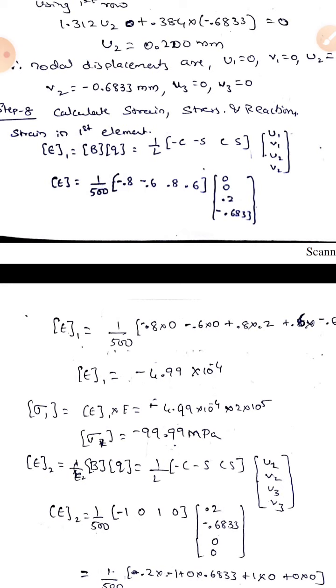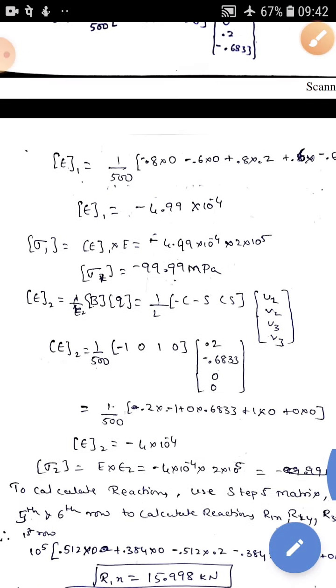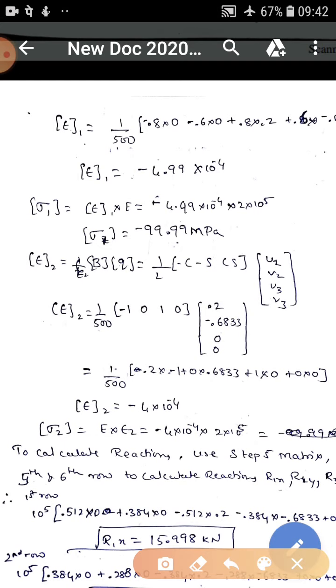Strain is epsilon equals b into q. The B matrix for trusses is 1 by L times minus C, minus S, C, S, for u1 v1 u2 v2. Minus C, minus S, C, S values are taken directly from the element table. Okay, 1 by 500, minus C, minus S, those values are fed. u1 v1 values are taken from step 7. u1 v1 u2 v2 values are fed, and simplify this matrix, multiply these rows along with this column, you will get strain as minus 4.99 into 10 to minus 4. Okay, strain doesn't have any unit. Stress is equal to what? E into strain. Strain for this first element is minus 4.99 into 10 to minus 4, and Young's modulus is 2 into 10 to 5. You will get stress in the first element as minus 99.99 MPa.